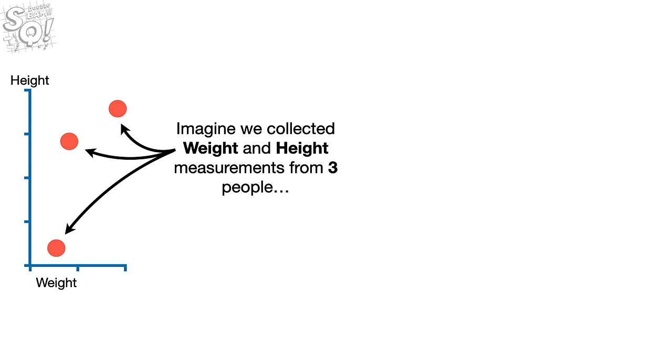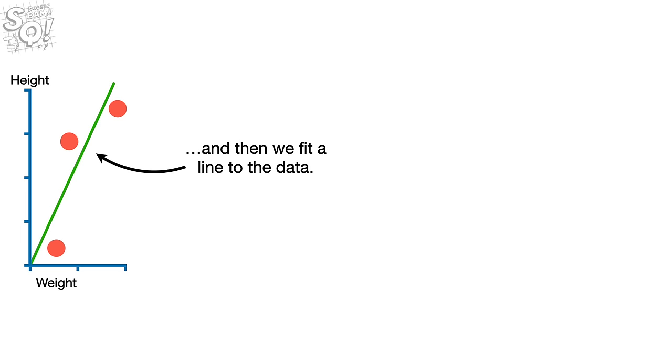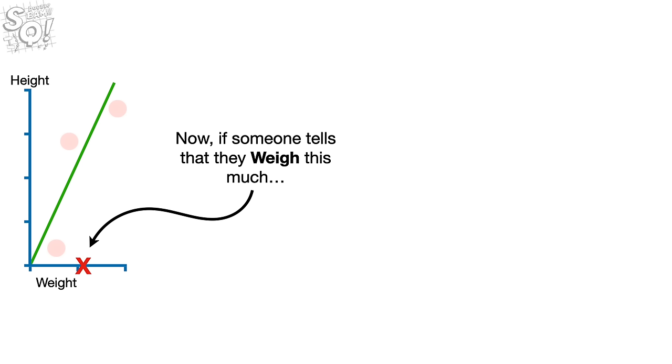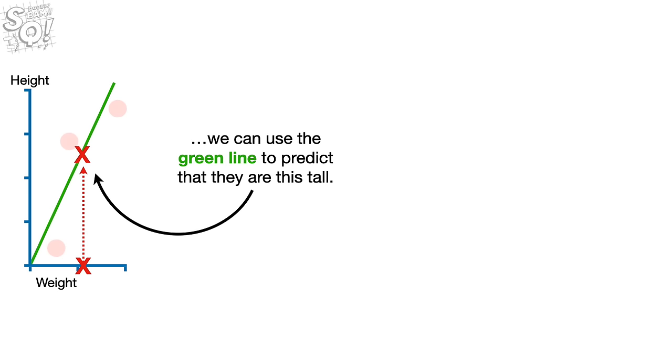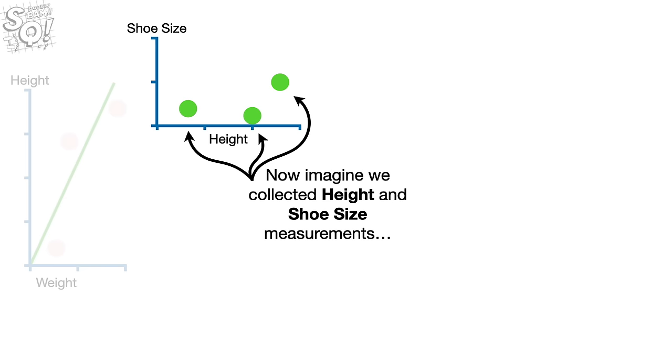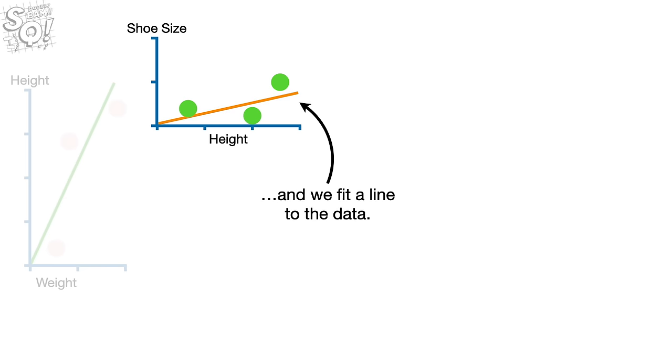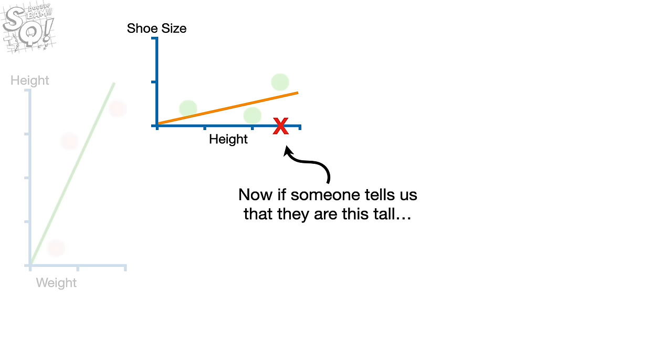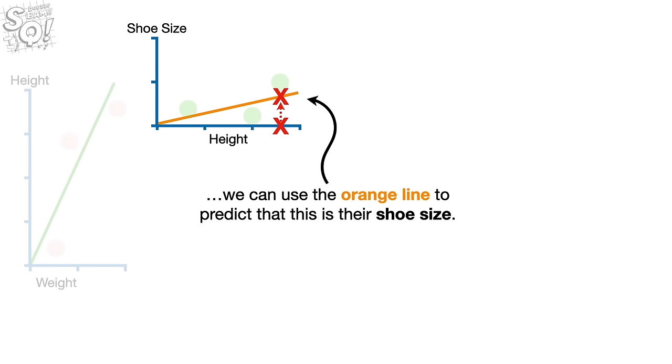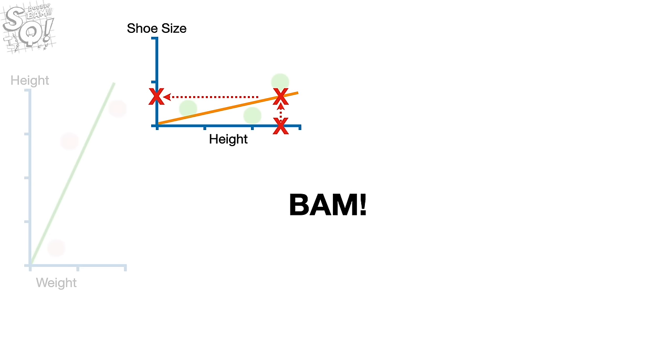Now let's dive into the chain rule with a super simple example. Imagine we collected weight and height measurements from 3 people. And then we fit a line to the data. Now, if someone tells us they weigh this much, we can use the green line to predict that they are this tall. Bam. Now imagine we collected height and shoe size measurements, and we fit a line to the data. Now if someone tells us that they are this tall, we can use the orange line to predict that this is their shoe size. Bam!